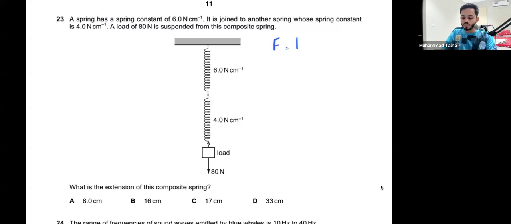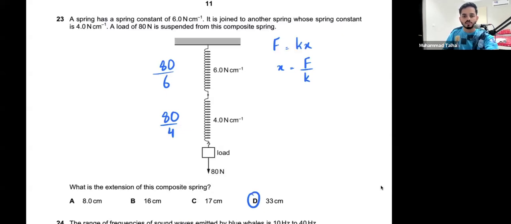So F equals Kx. So X is going to be F over K for each of the springs. So 80 over 6 and 80 over 4. 80 over 4 is 20, and we would add this as well. Now, obviously, there's only one option which is more than 20. So that's 33. Easy. And by the way, this question is also an older question. It's nothing new.